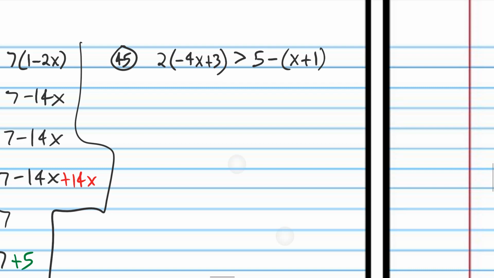All right, we're back. Positive 2 times negative 4x is negative 8x. 2 times 3 is 6. Negative 1 times x is negative x. Negative 1 times positive 1 is negative 1. Remember, when you have a negative here, you just consider that to be a negative 1, and you multiply. So it just changes the sign inside here.